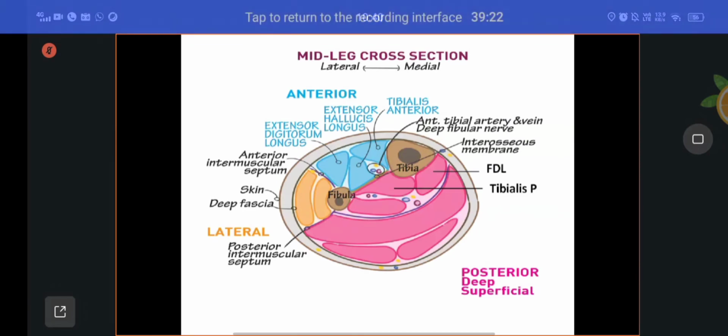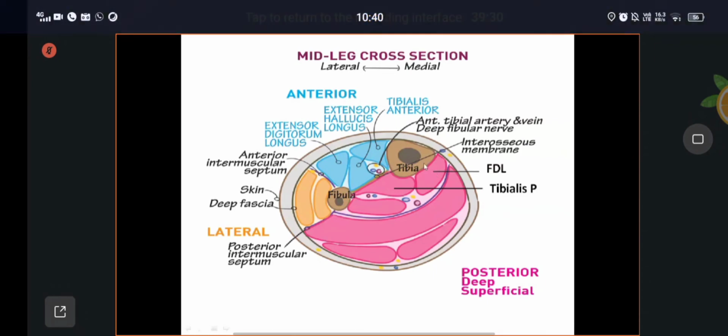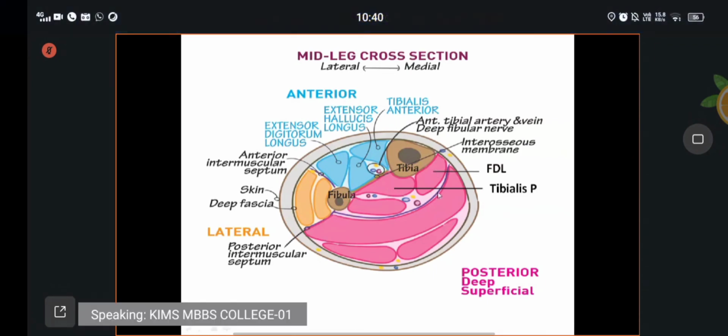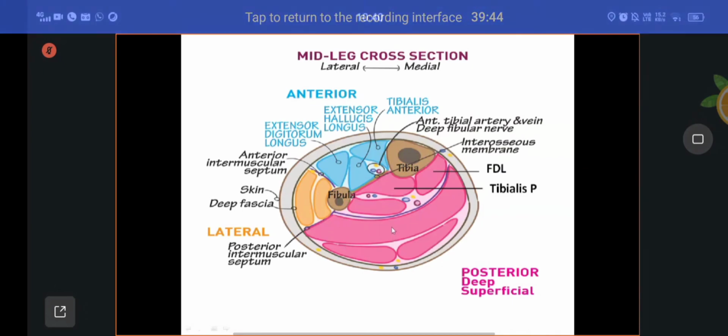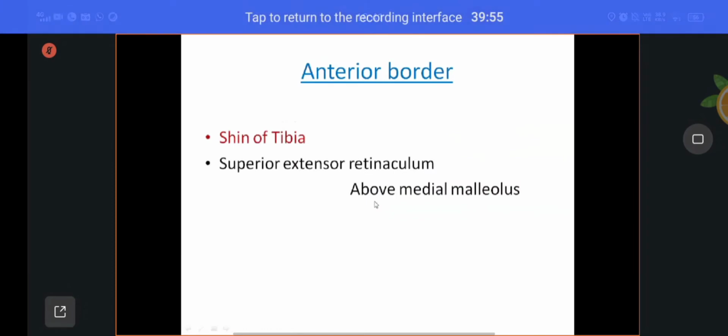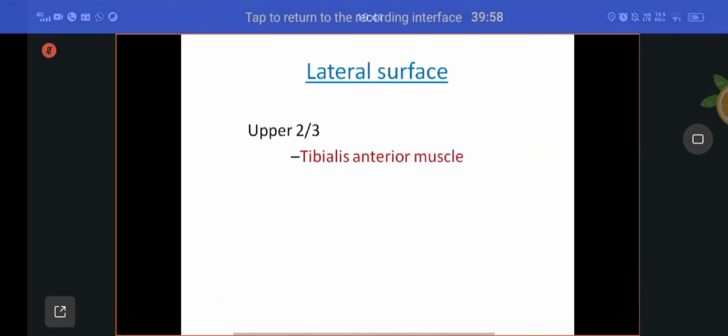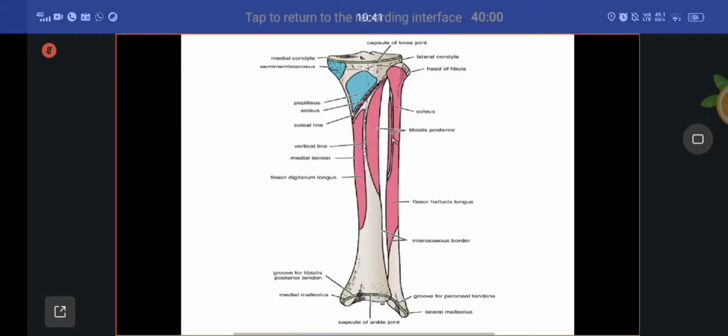The posterior surface belongs to the posterior compartment, so all muscles from the posterior compartment, only three muscles: popliteus, flexor digitorum longus and tibialis posterior. That is very, very important. This is flexor digitorum longus on the medial part. This is tibialis posterior on the lateral part of the tibia. And this entire muscle is soleus. And these are the gastrocnemius. And this is flexor hallucis longus. All these things, while discussing the leg, you will come to know.